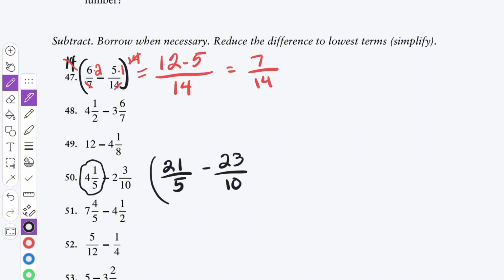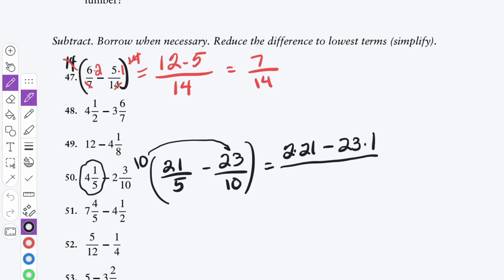And we know that the common denominator is 10, right? Make sure you understand that. And then 10 divided by 2, 10 divided by 5 is 2. So 2 times 21 minus 23 times 1. So what I did was I multiplied this as well by 10, but 10 divided by 10 is 1. Okay, so I end up with 42 minus 23 over 10.